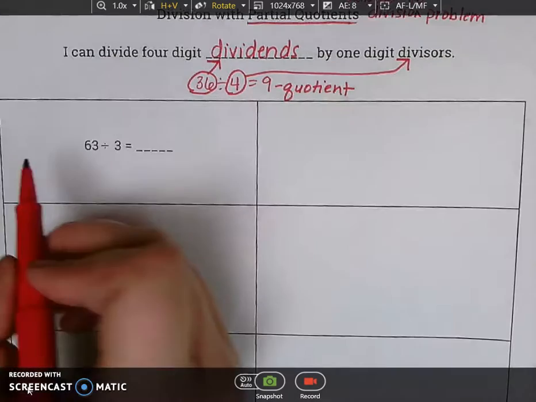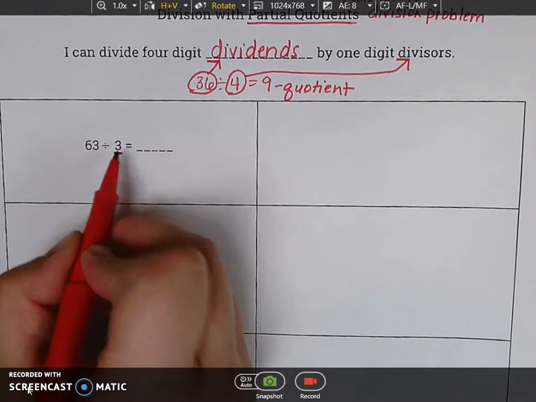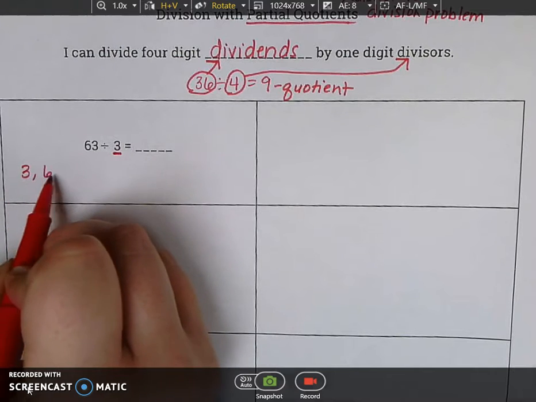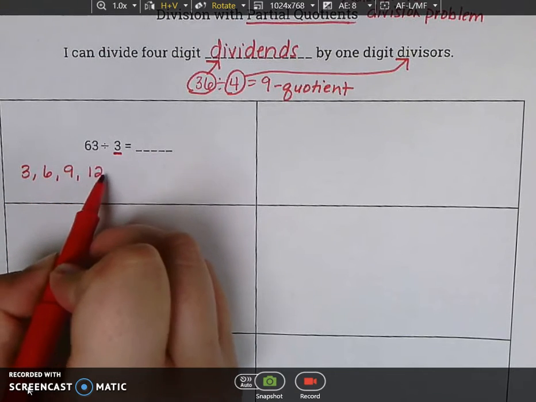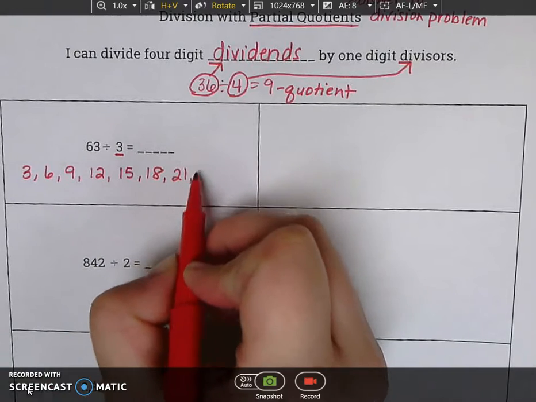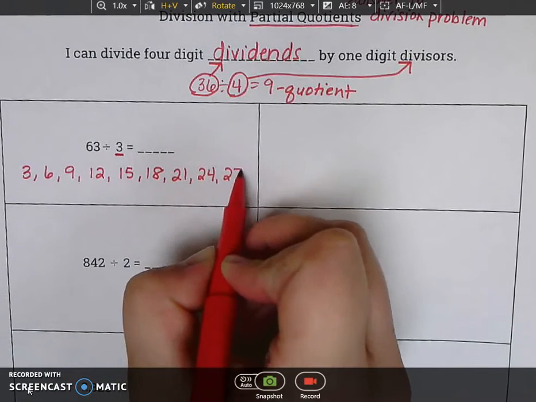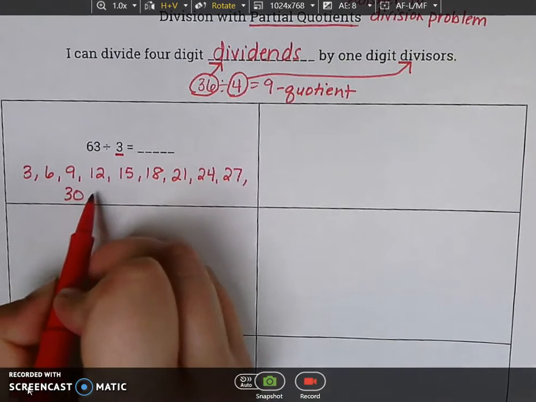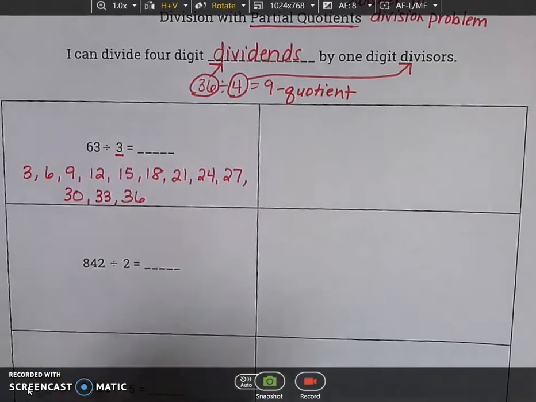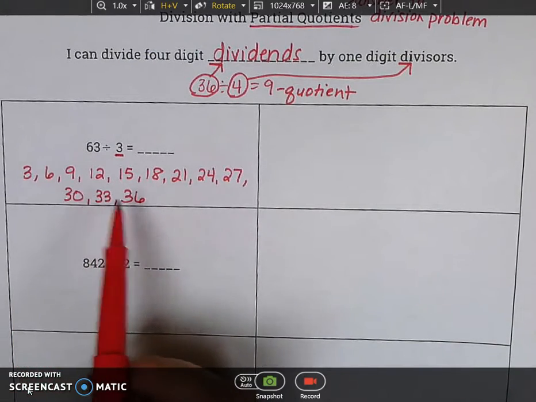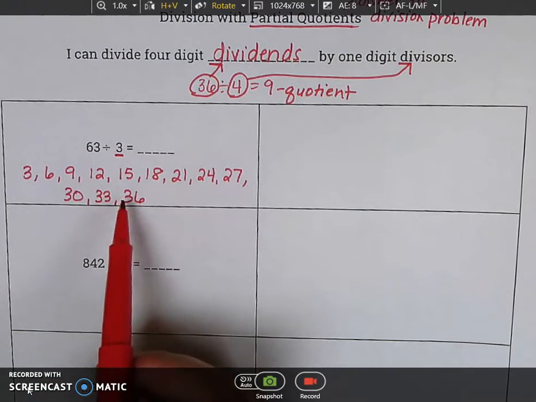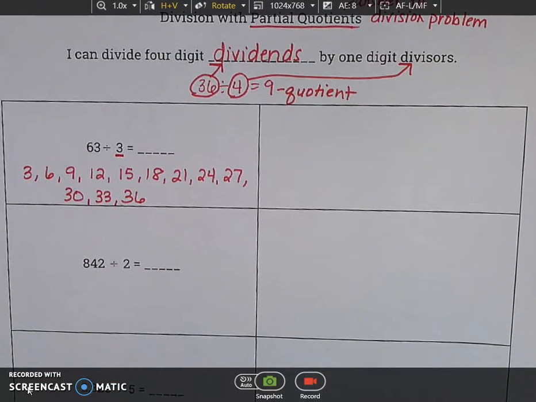So it's always easiest if you list out the multiples of your divisor. So we're going to list out those multiples of 3. 3, 6, 9, 12, 15, 18, 21, 24, 27, 30, 33, and then 36. I normally just list out 1 through 12, so 3 times 1, 3 times 2, 3 times 3, all the way up to 3 times 12, and then I'll stop there.